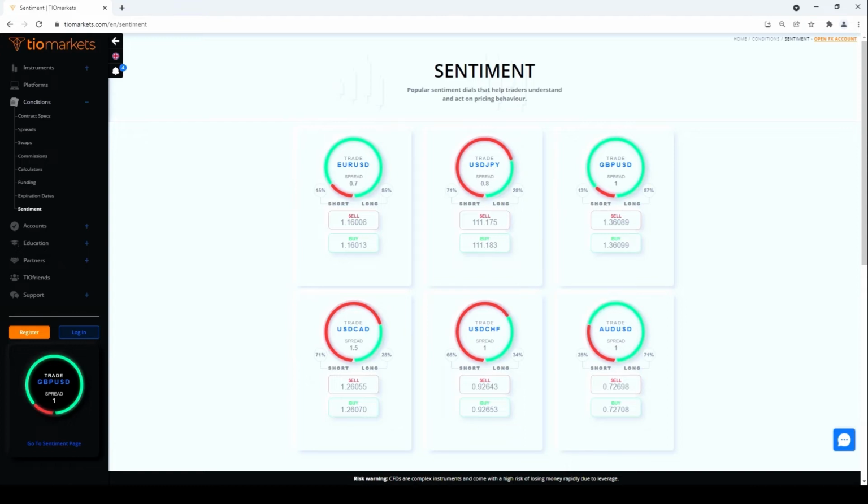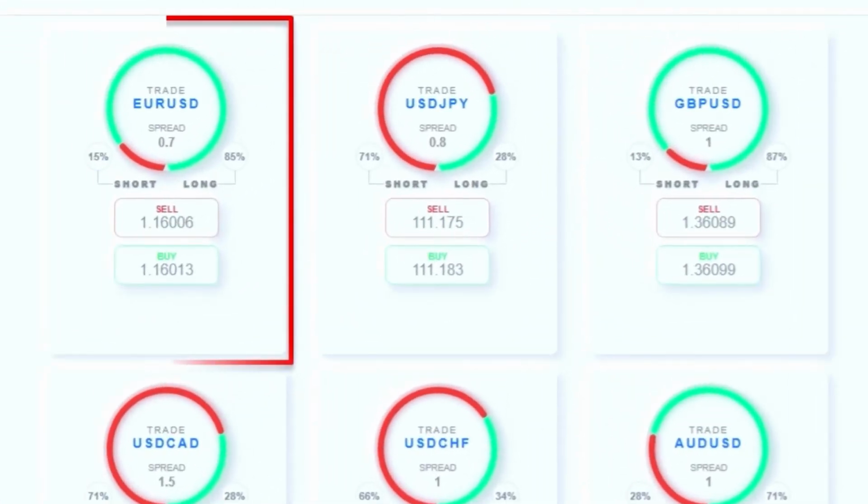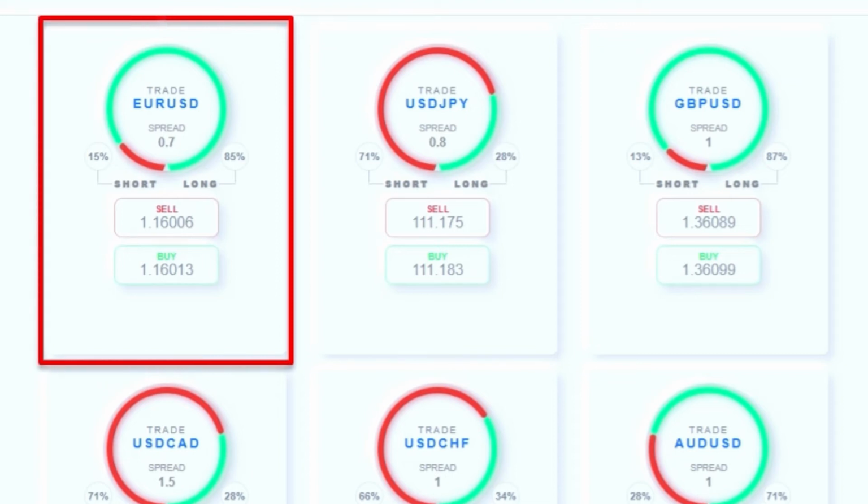They are also very simple to use, and they should be used as contrarian indicators, meaning you should be looking to trade in the opposite direction of whatever the majority are doing. So, if you see that the majority of market participants are long a currency pair, you should look for sell opportunities.